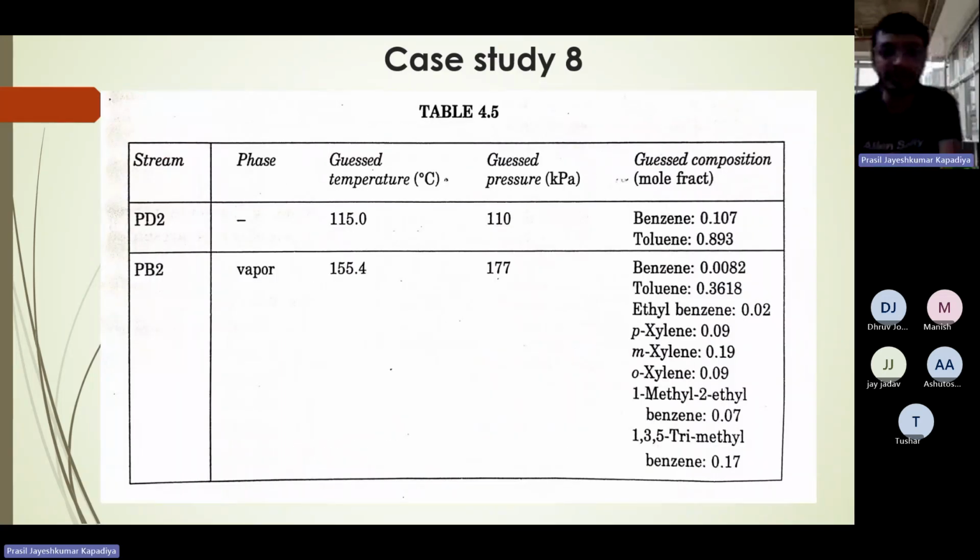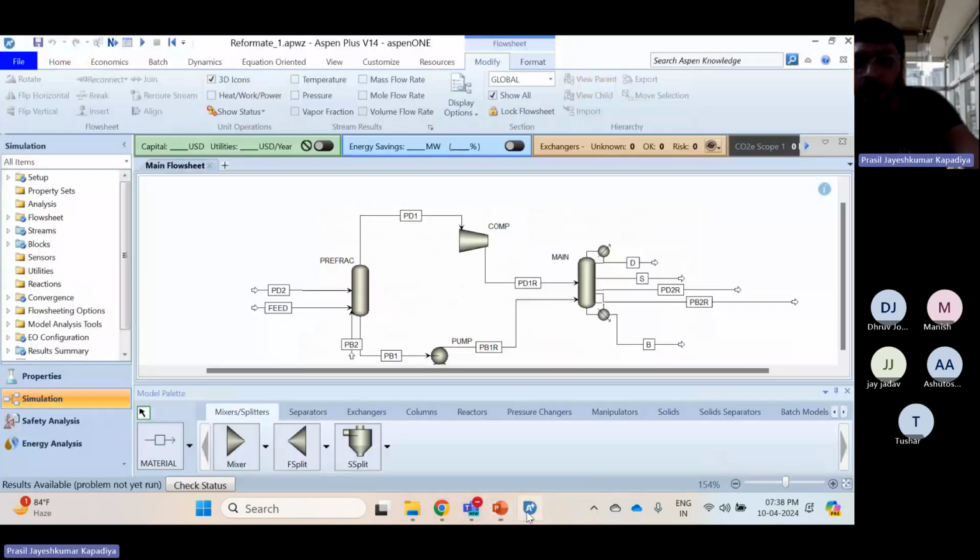So this is the initial guess given for PD2 and PB2. For that guess, the temperature, pressure, and molar fractions are given. So we will take this as our initial guess. What should we do? What should our strategy be if these PB2 and PD2 initial guesses are given to us? Can anyone tell me?